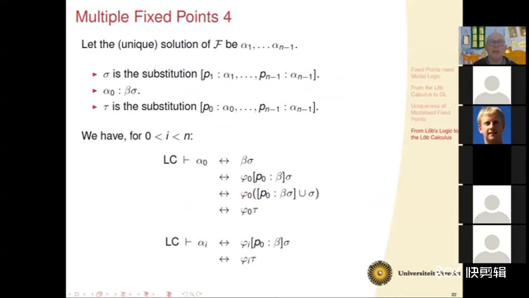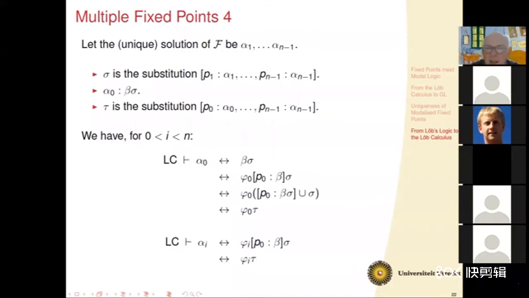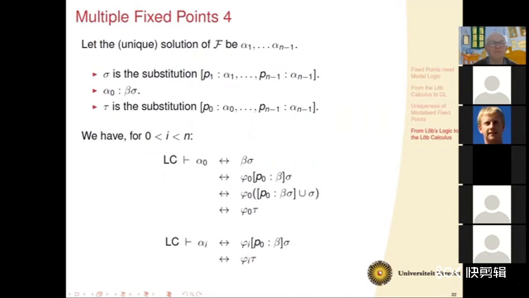Okay, now let the unique solution be of the new system. So that's the system of pi, if and only if phi I, p zero becomes beta. Suppose that solution is alpha one to alpha n minus one. Note that in these alphas, none of the variables p zero, p one, p n minus one will occur, right? They're solutions. Now suppose the substitution where I substitute alpha one for p one, alpha n minus one for p n minus one, and so we define alpha zero as the result of taking beta. So let's go back. What was beta? Beta was the fixed point of phi zero, guaranteed by the Loeb calculus.